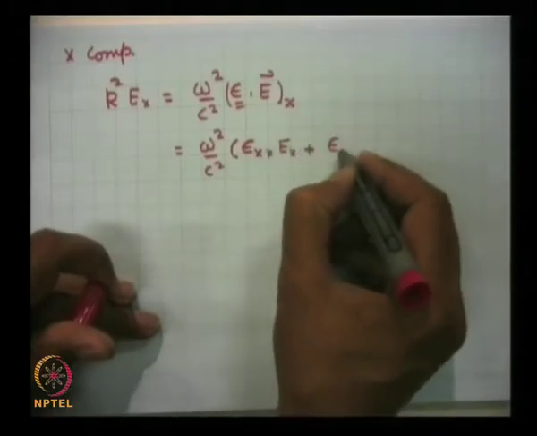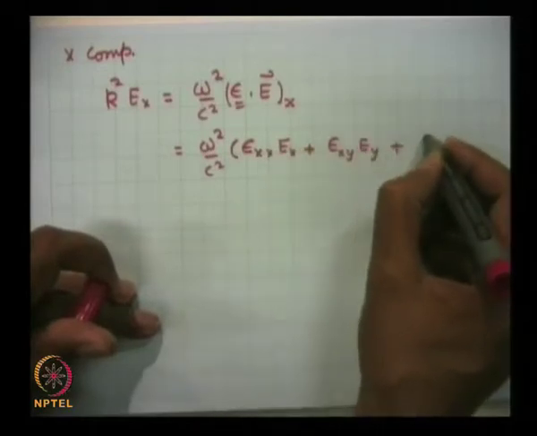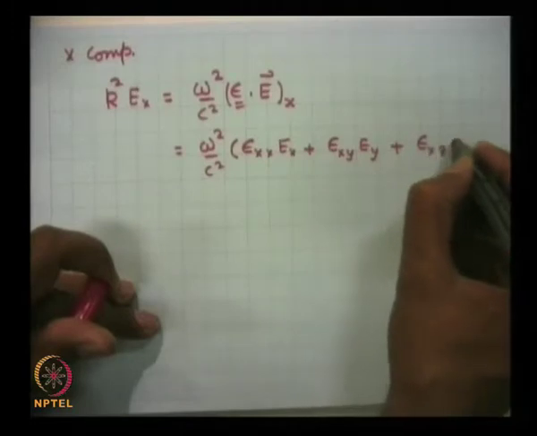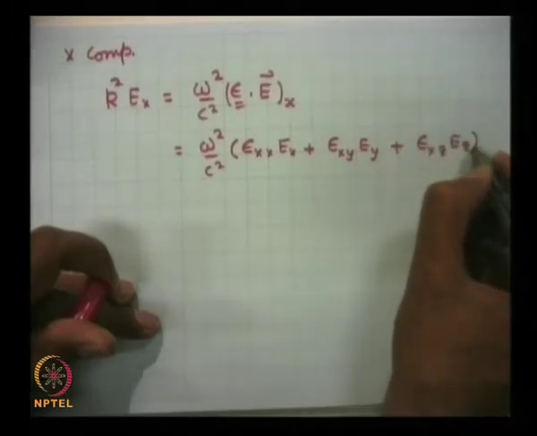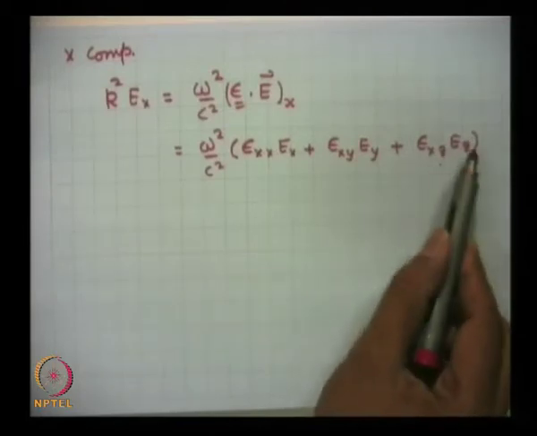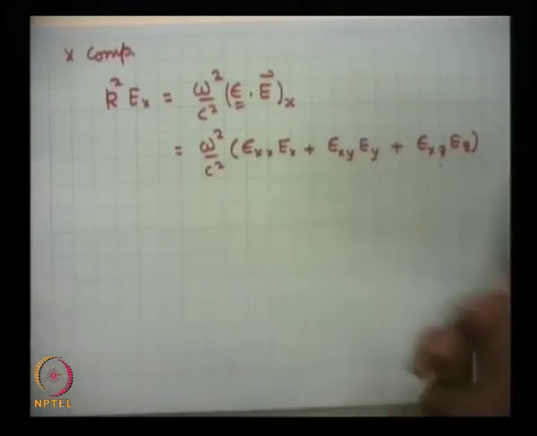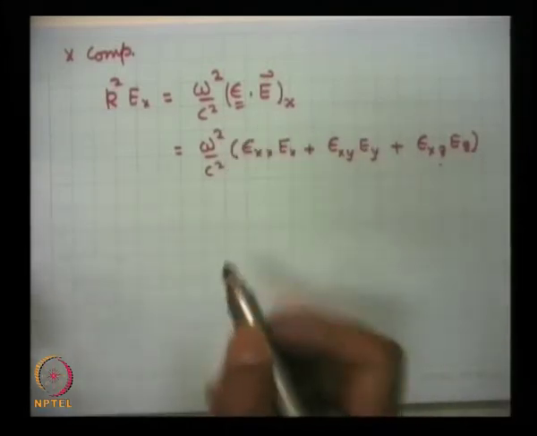If it is xy, then the second index of epsilon should be having y. If it is xz, then it should be Ez. It means you have to keep the second index of epsilon the same as the index on the electric field component. This is how tensors multiply.